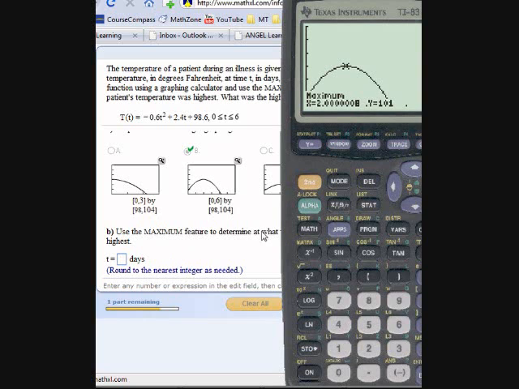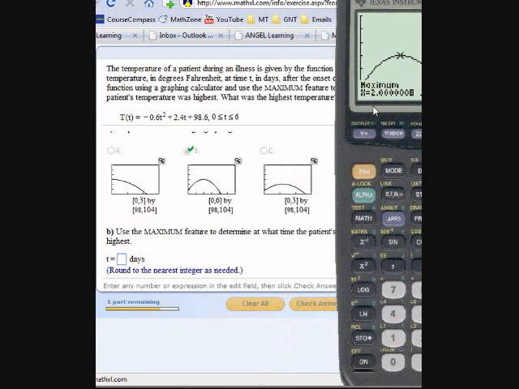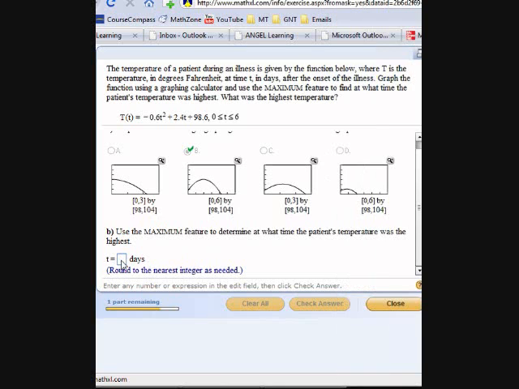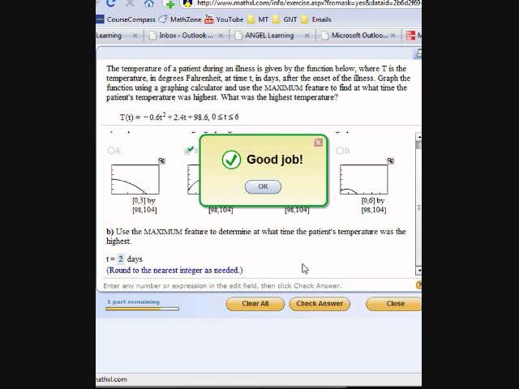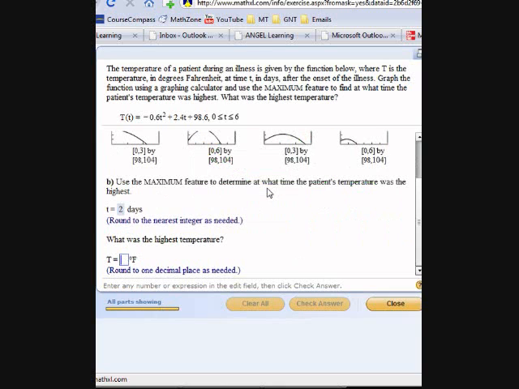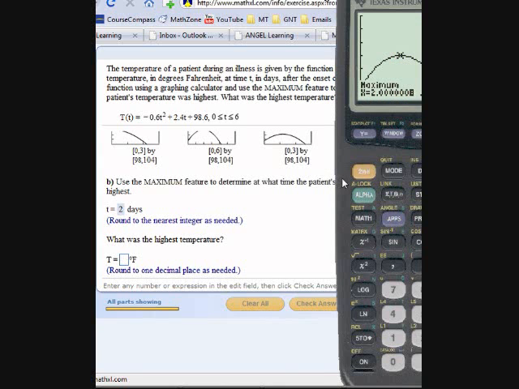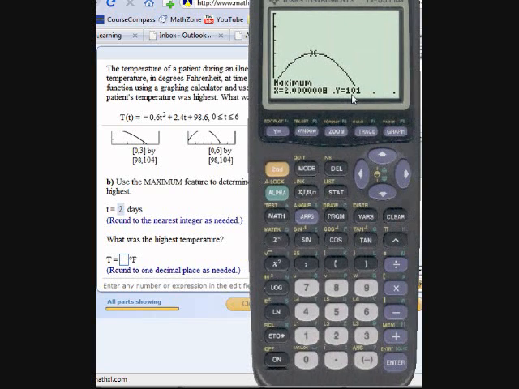Okay. So over here they're asking what is the x coordinate. Well, x is 2. So I can come back over here and I put in 2 and I check answer. Good job. What is the highest temperature? Let me bring my calculator back. And lo and behold, it's 101.